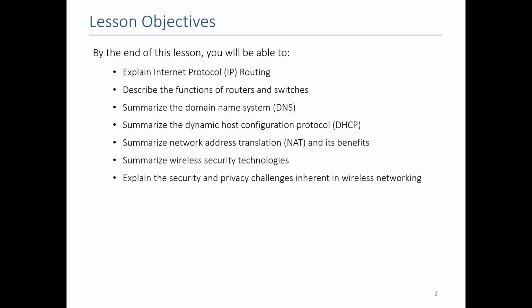In this lesson, we're going to continue and build off the previous lesson by talking about a lot of the details that are happening behind the scenes. So we're going to talk about IP routing and how a message gets from the source to the destination. We're going to talk about routers and switches and the difference between these pieces of hardware. And then we're going to talk about a bunch of network protocols such as DNS, DHCP, and NAT.